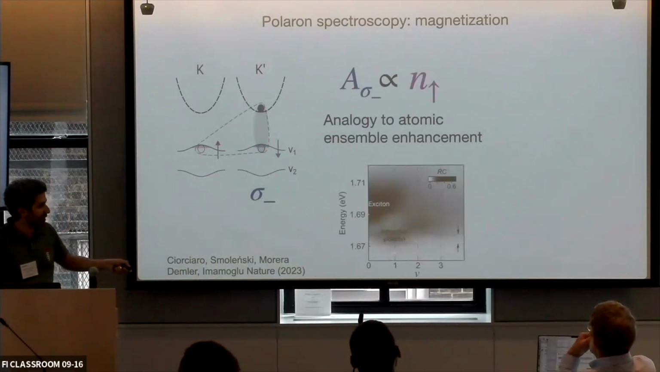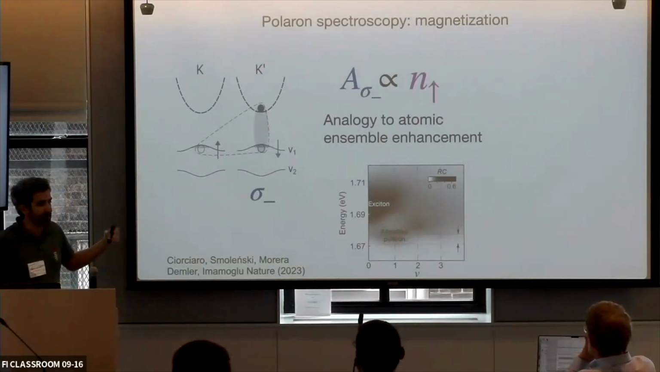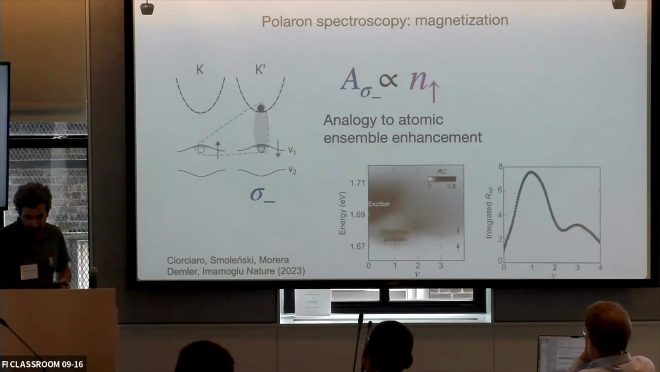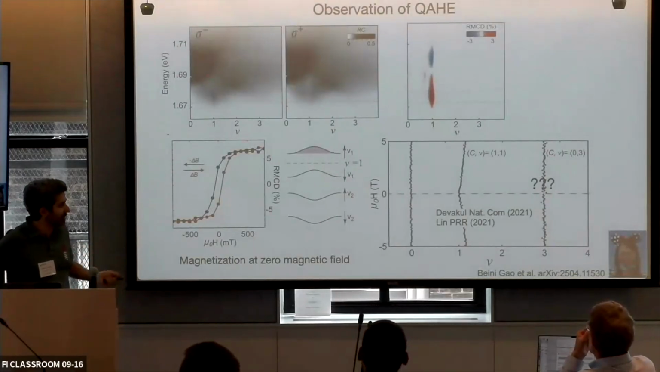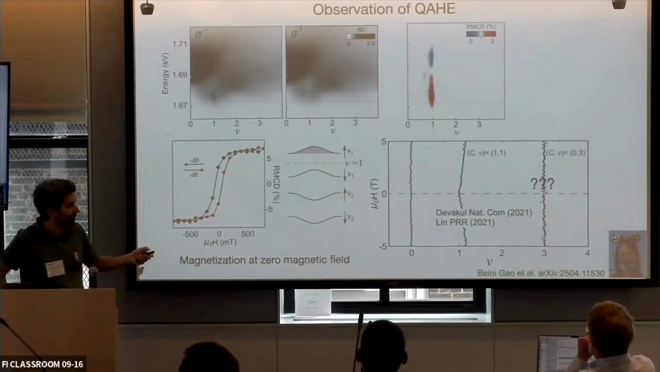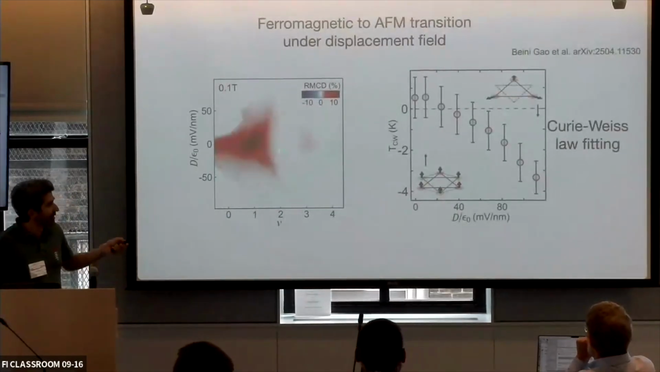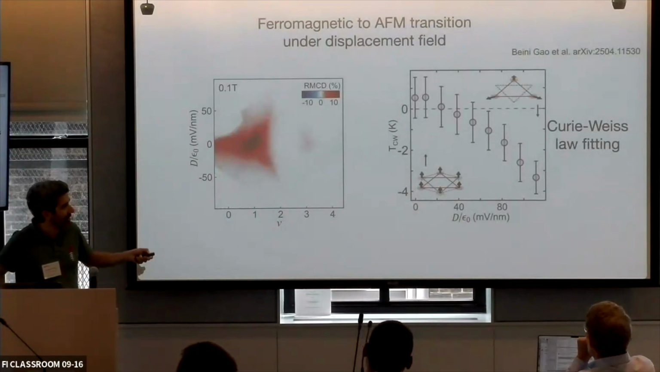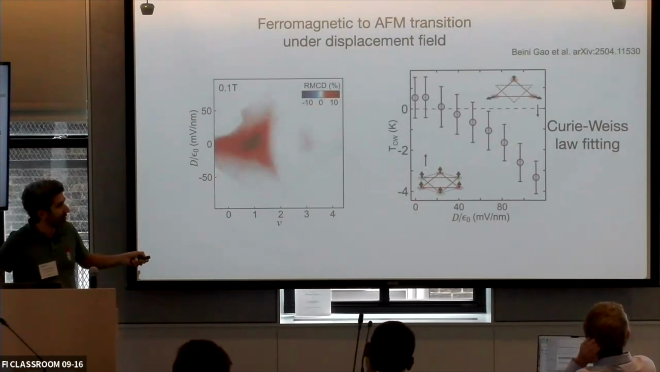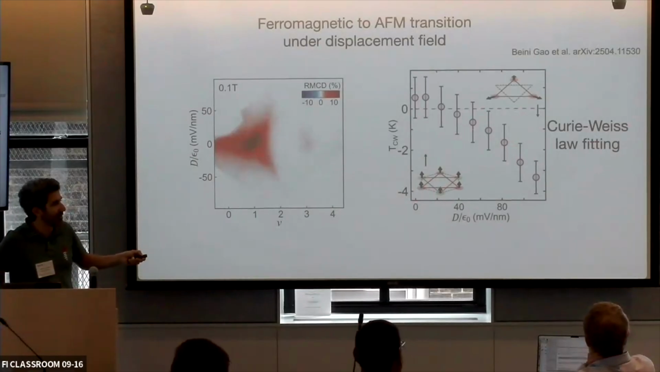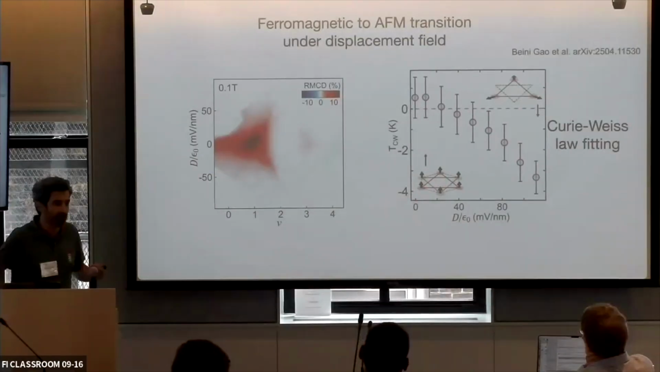So by looking at this attractive Faraday and then resolving for sigma plus and sigma minus, we can measure the magnetization in the system, and that's how we could see this hysteresis. And then following the Streda formula, measure the Chern number. Then we can see that as a function of displacement, the system goes from a ferromagnet to antiferromagnet, as much as we can tell using the Curie-Weiss law, basically fitting it to high temperature behavior.